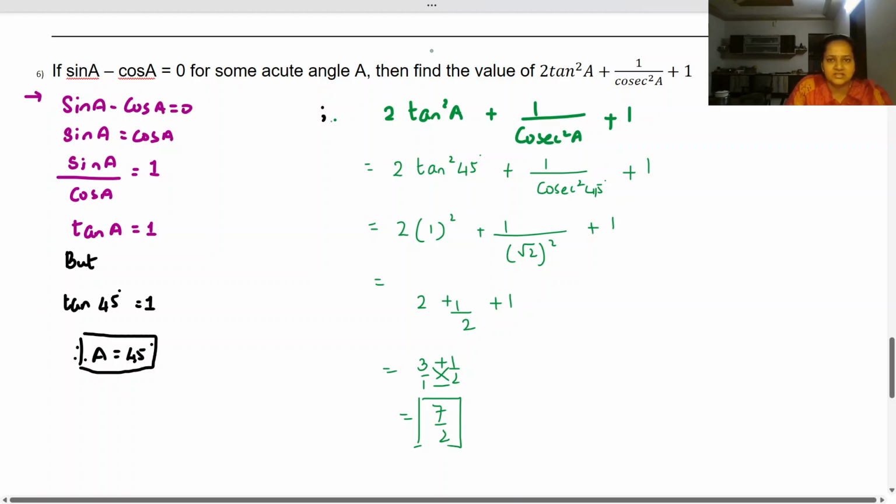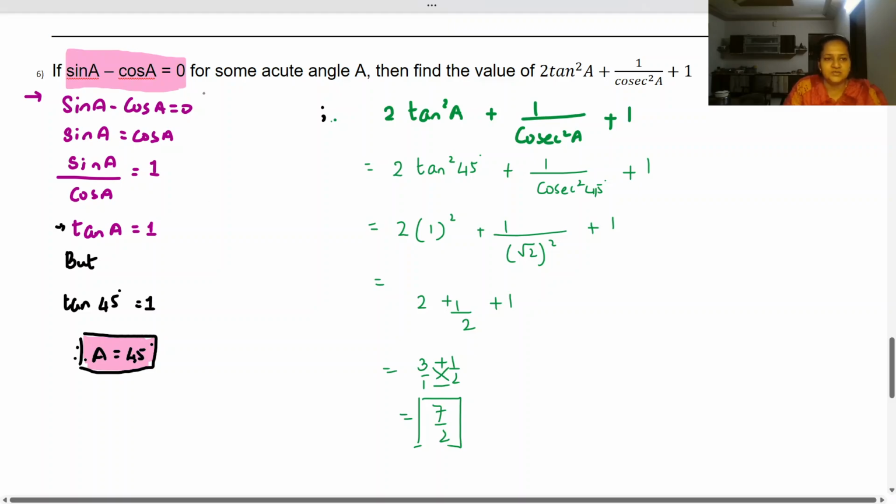So the key part in this question was understanding that from sin A minus cos A equal to 0, from this information, how did we find the value of A? That was the most important part. What we did, if you see, we just simplified it, tried to bring it into one trigonometric ratio. From sin and cos, we changed it to tan. And then we compared tan.